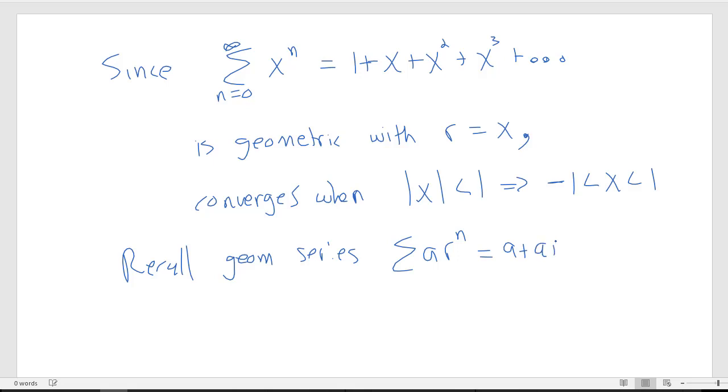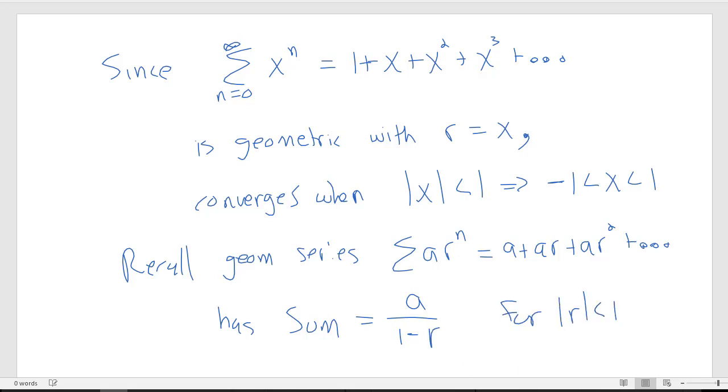A plus AR plus AR squared plus dot dot dot has the sum that is A over 1 minus R. And again, that's only where it's convergent. Does the sum make sense?